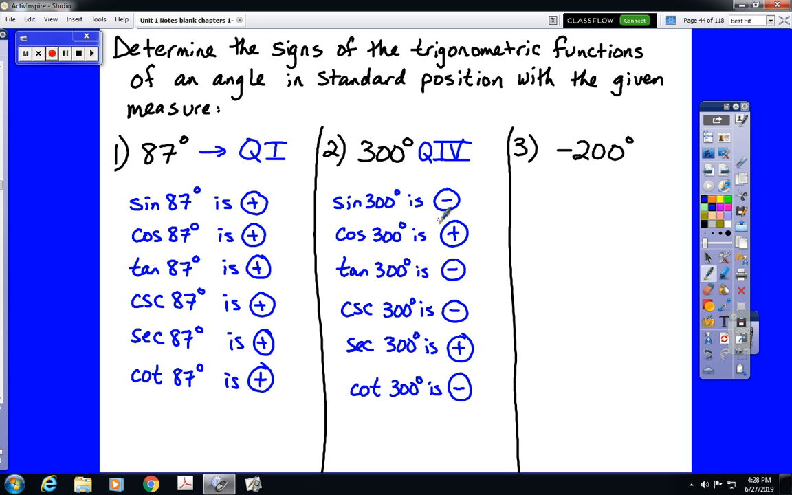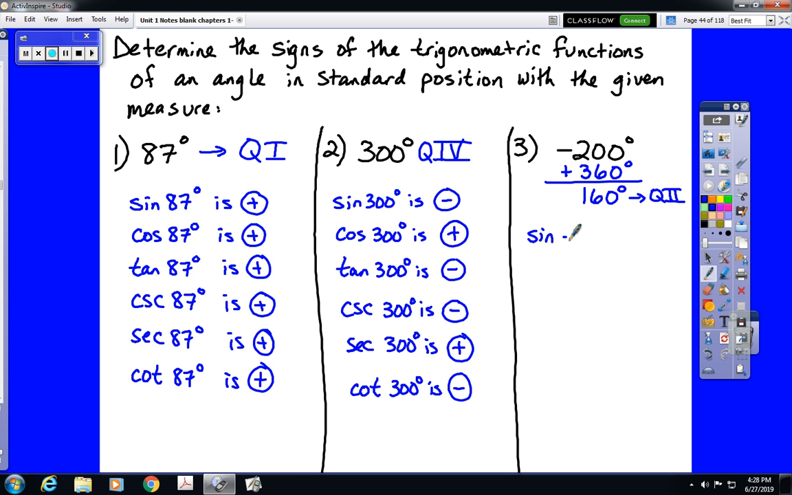Now, where does this get tricky? This gets tricky when our angle is not between 0 and 360. It doesn't mean we can't do it because we know about coterminal angles. So if we have negative 200 degrees, the first thing we should do is figure out the coterminal angle of least positive measure. In other words, the one between 0 and 360 degrees. So our first step should be to find the coterminal angle. Negative 200 plus 360 degrees would be a 160 degree angle, which means that we are in quadrant 2.